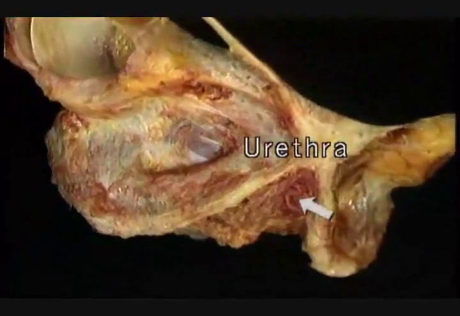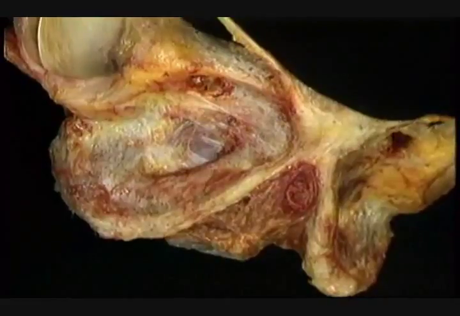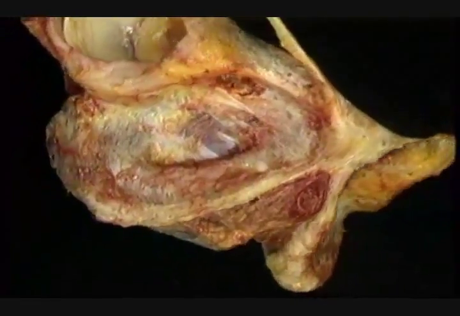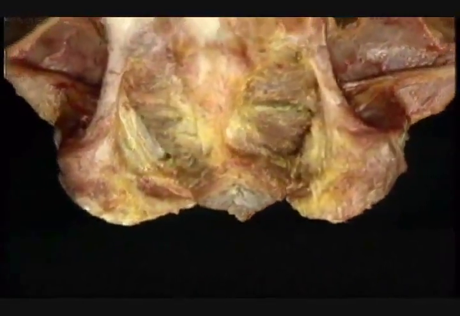In front, here's the divided urethra. The muscle surrounding it is the bulbospongiosus. Till now, we've been looking at the pelvic diaphragm in a dissection of a male body.